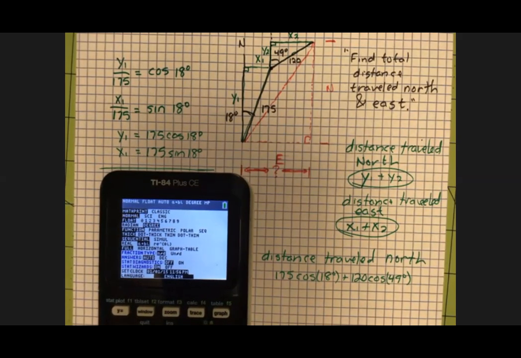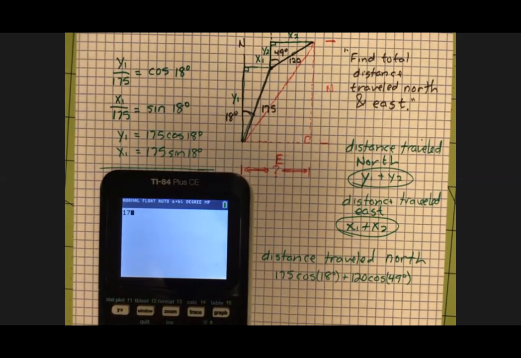I can bring this closer to the screen if necessary. 175 cosine 18 plus 120 cosine 49. Make sure I got everything right there. Good. Now the calculator evaluates that: 245.16 miles, and so many digits.